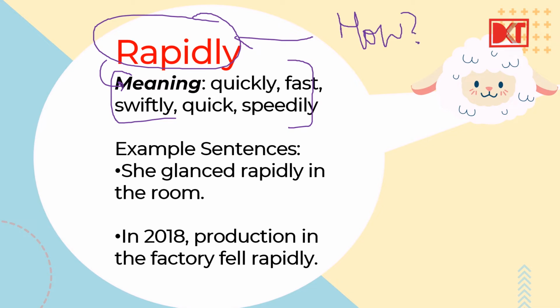And the examples are she glanced rapidly in the room. ने quickly room के अंदर देखा, जल्दी से देखा. In 2018, production in the factory fell rapidly. 2018 में जो factory की production थी वो बहुत जल्दी गिर गई. कैसे गिर गई? जल्दी. She glanced rapidly. How did she glance across the room? She glanced rapidly. So आप देख रहे हो. I hope you are able to identify the adverbs by now. Now we'll move on to the next one.